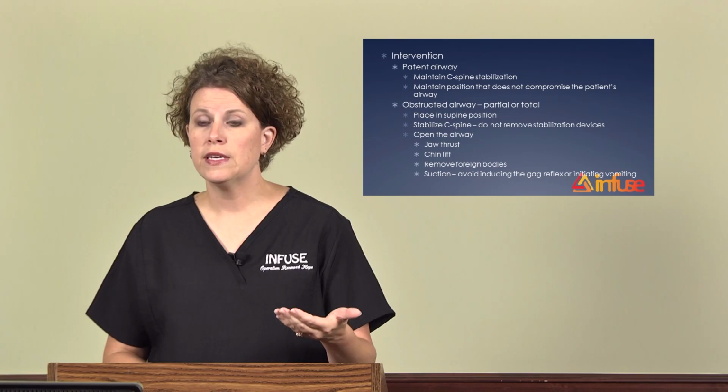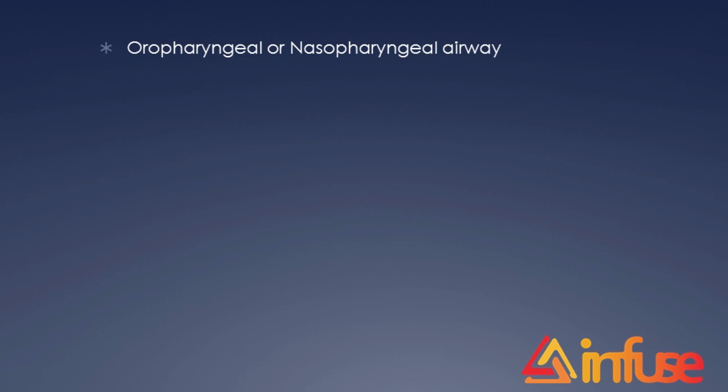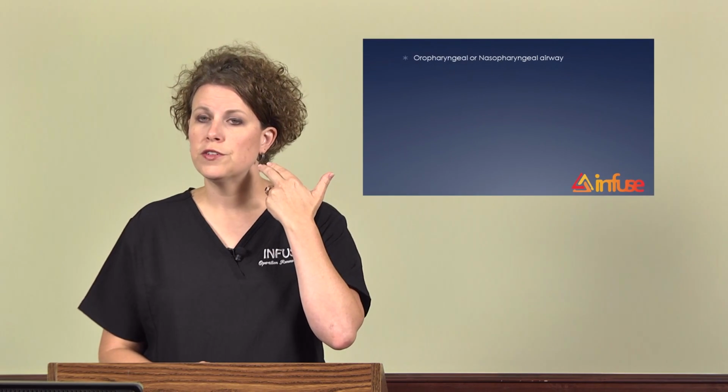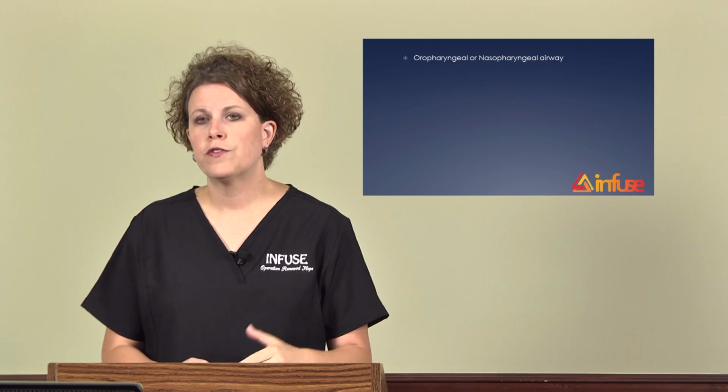They may vomit, and then you have those secretions to contend with as well. With an obstructed airway, partially or total, we may have to intervene with placing an airway. Some types of airways that we can use are oropharyngeal or nasopharyngeal. An oropharyngeal airway is an airway that goes in through the mouth. Nasopharyngeal goes in through the nose and goes back into the trachea to be able to open up that airway to provide for good breathing.